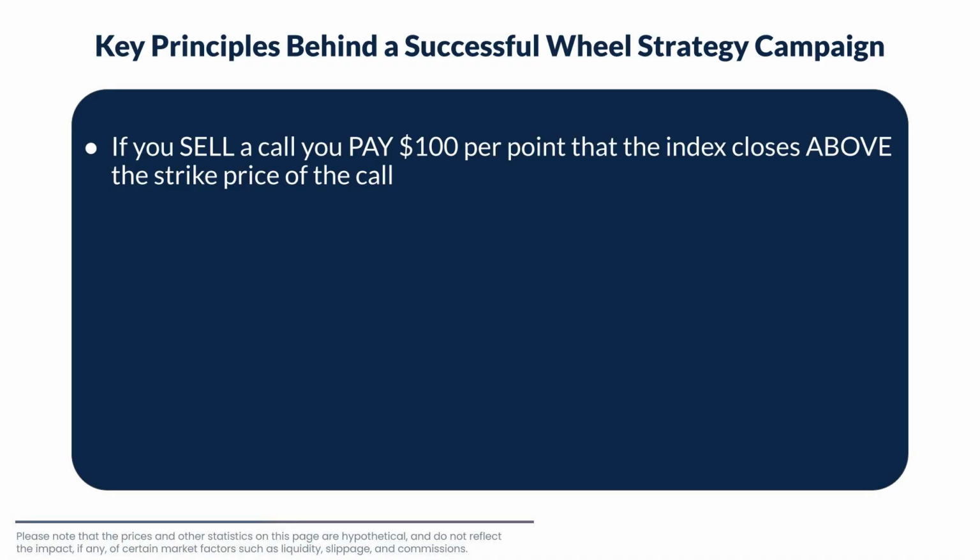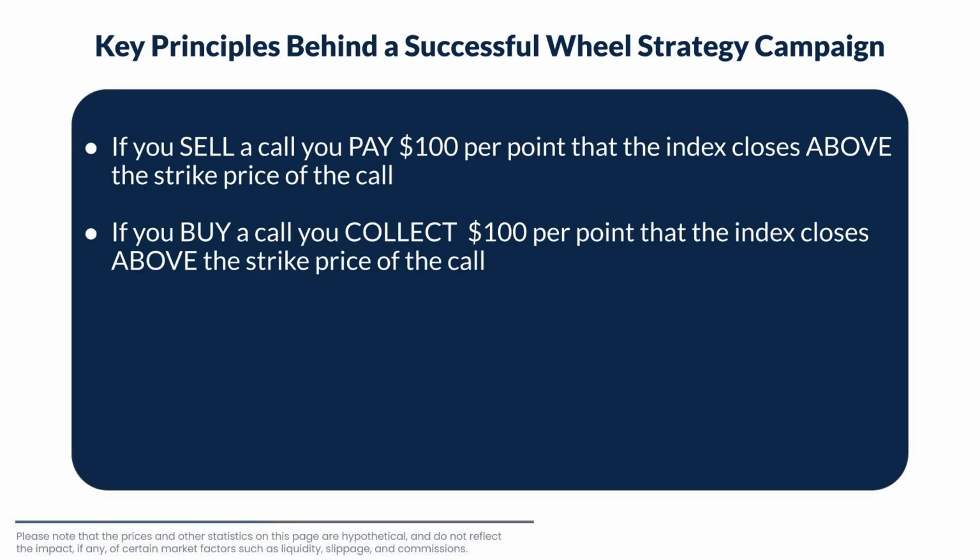You see, if you sell an index call, then you are the one obligated to pay $100 per point for every point that the index closes above the strike price of the call on the day that call expires. But if you buy an index call option, you're the one who is collecting the cash, $100 per point, above the call strike price on expiration day.